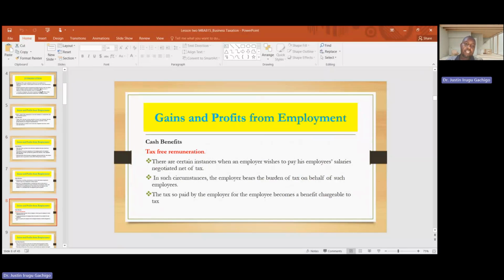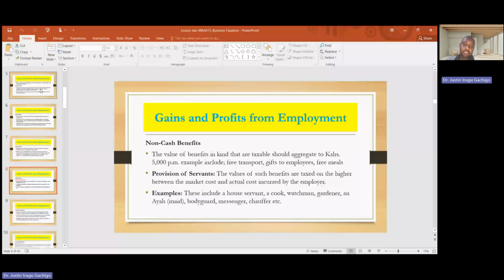Then we have the concept of the non-cash benefits. So non-cash benefits, we have the benefit in kind, for example, free transport, gift to employee, free meal. So this, when aggregated, 5,000. If they exceed 5,000, then the difference can be taxed. And there was a continuous issue where, for example, in the evening, you are given a cab by the employer. So the benefit should not exceed 5,000 per month. If it exceeds, then this one can be taxed. But in most cases, the employer normally bears this in terms of the P&L.